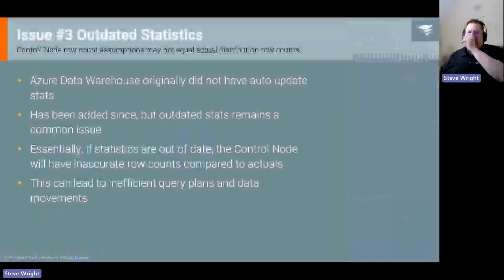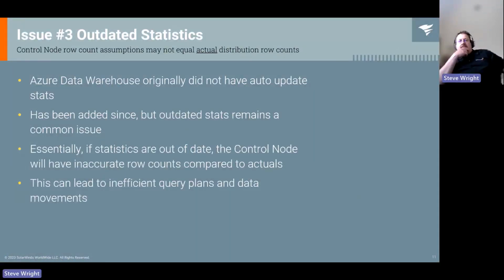So let's move on to number 3. This is an interesting problem that I wasn't sure was going to continue to be an issue: outdated statistics. This one goes back to the beginning, really, of Azure SQL Data Warehouse. I was having this conversation with some of the Microsoft folks, and they knew that I was PMing our solution, and they came to me and said, "Help us help you help our customers. Of the support calls that we get, the number one root cause for why they're experiencing performance issues is outdated statistics."